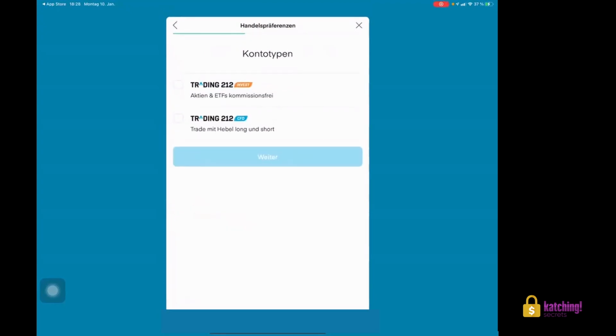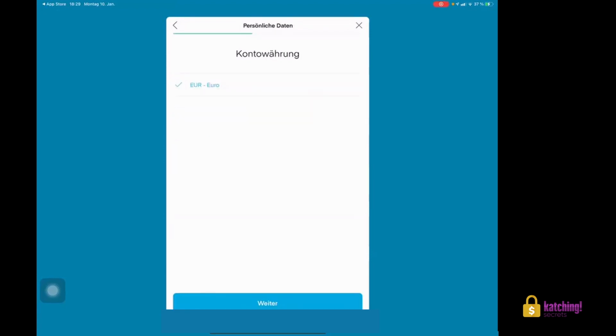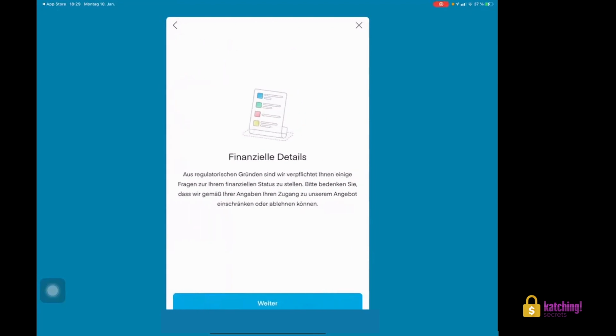So now the type of account that you want to open. There are two types. One is Invest, the other is CFD. So we want to go with the Invest account. The CFD account is something that you may want to enter at a later stage. It needs a lot of experience, but for now I would say just go with the Invest account. The currency that you want to work with is euro. That's fine. Just continue.